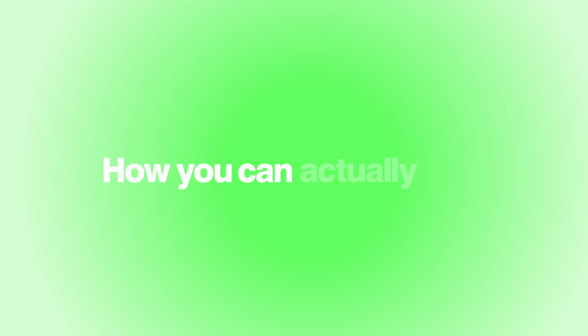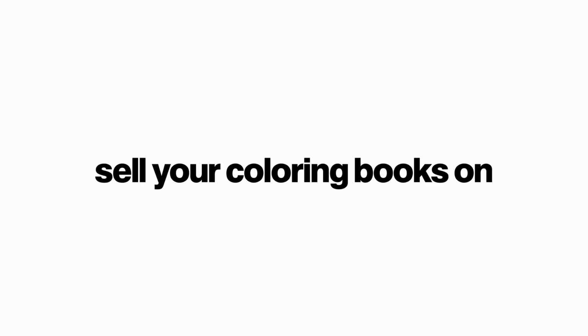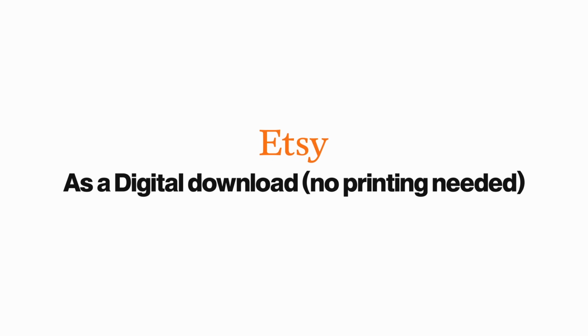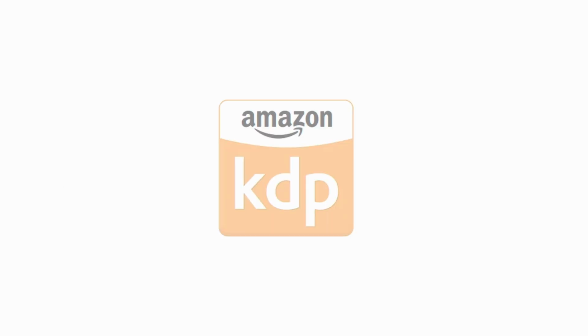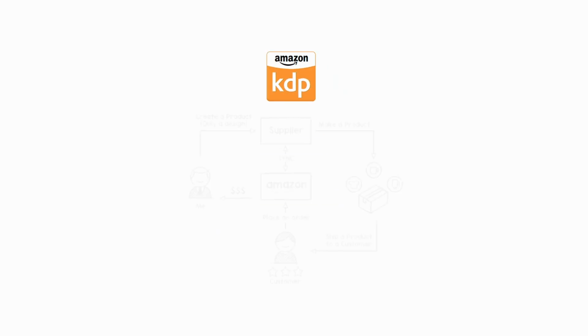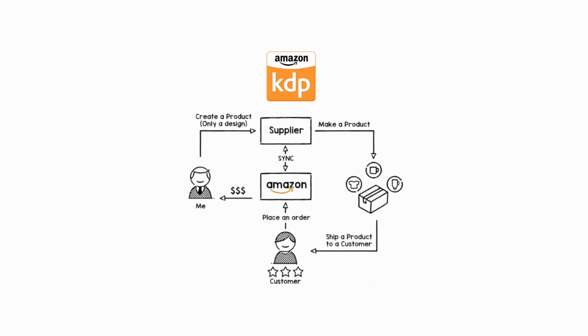Now let's talk about the most important part, how you can actually earn from this. You can upload and sell your coloring books on Etsy as a digital download, no printing needed, or Amazon KDP, where Amazon prints and ships it for you. When someone buys your digital book on Etsy, you get paid automatically. No stock, no packaging, nothing.